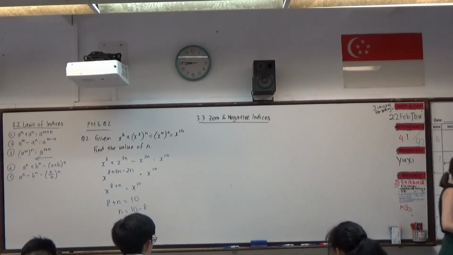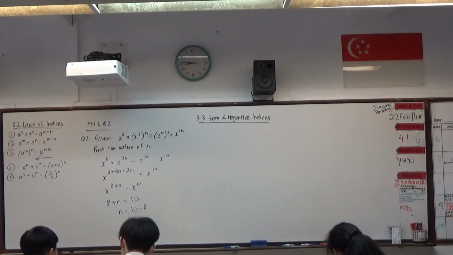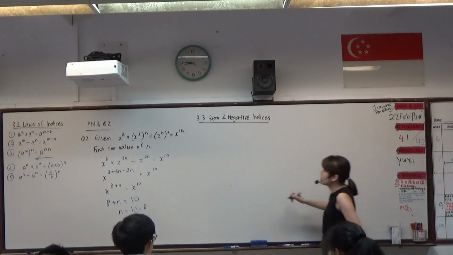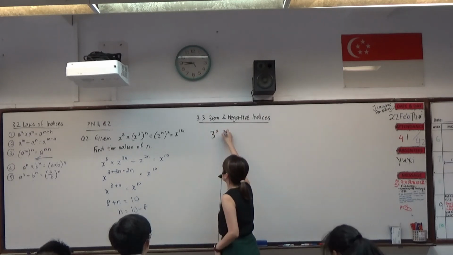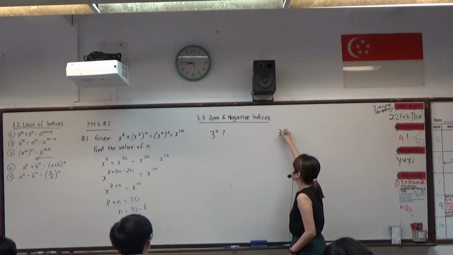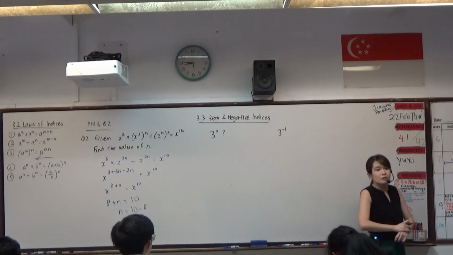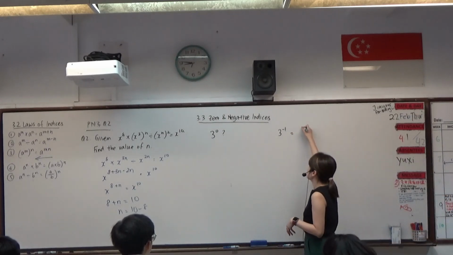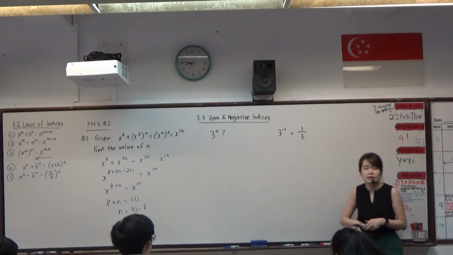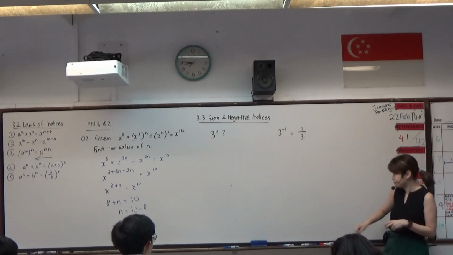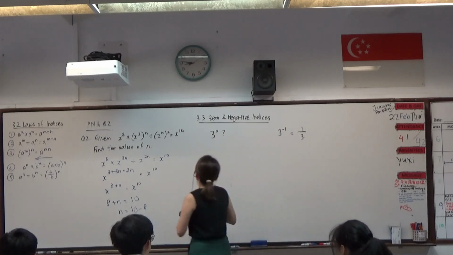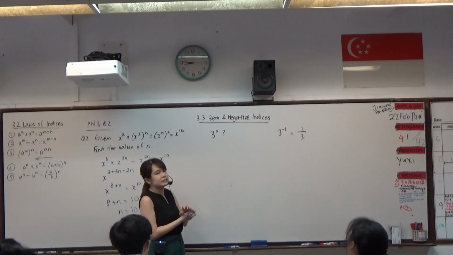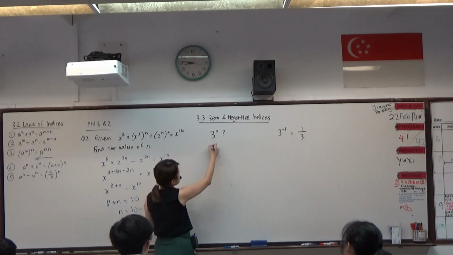Now we look at the very simple concept of zero and negative indices. We want to know what 3 to the power 0 means. I also want to know what 3 to the power negative 1 means. Actually, in our previous lesson, we already know that 3 to the power negative 1 is the same as 1 over 3, but I want to explain why. So 3 to the power of 0 itself, we think about this.